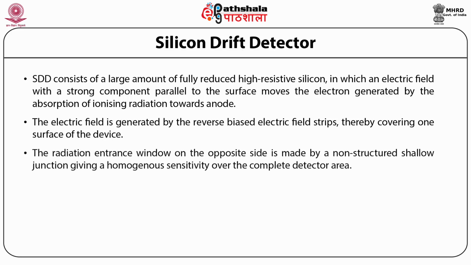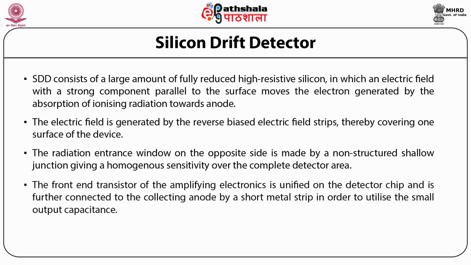The radiation entrance window on the opposite side is made by a non-structured shallow junction, giving a homogeneous sensitivity over the complete detector area. The front end transistor of the amplifying electronics is integrated on the detector chip and is further connected to the collecting anode by a short metal strip in order to utilize the small output capacitance.